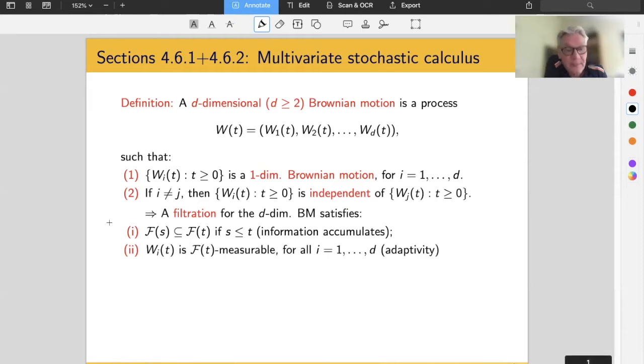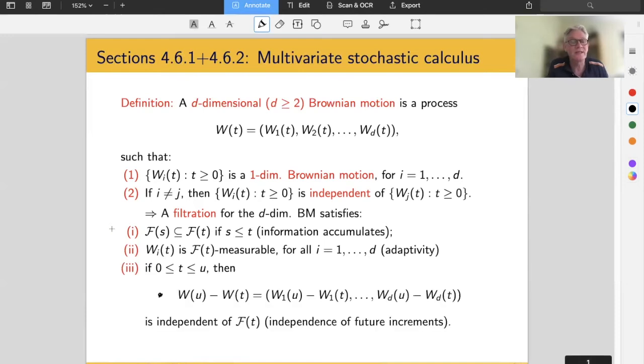Secondly, we have the measurability. Wi(t) is F_t measurable for all d components, and that is denoted as adaptivity. We know that from the one-dimensional case.